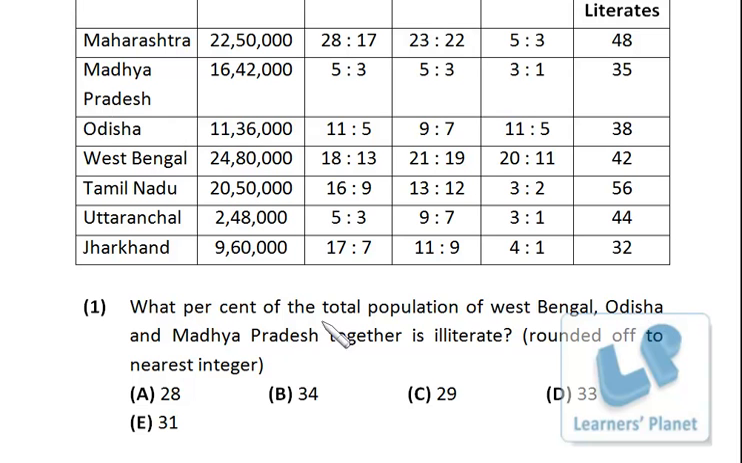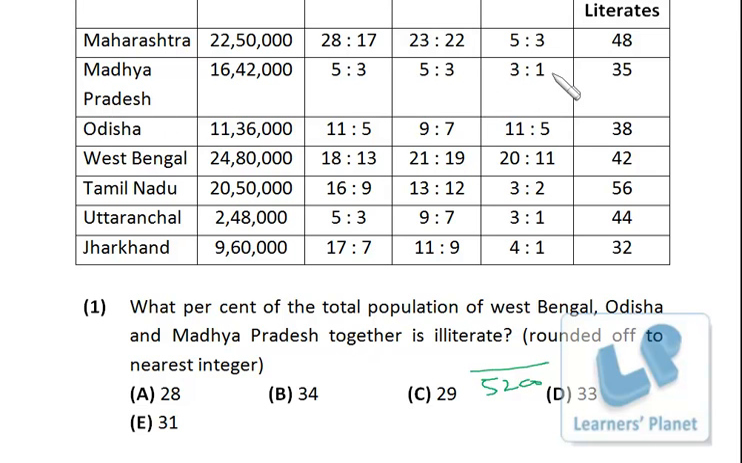Now, what percent of the total population of West Bengal, Odisha and Madhya Pradesh together is illiterate? So for that we need to find out the total population of these three states. Madhya Pradesh, Odisha, Bengal: 16 and 11 is 27, and 24 is 51, so something around 5200. I'm just dropping these three zeros. So that's 5200, right? Now we have to find out the illiterate population of each state.